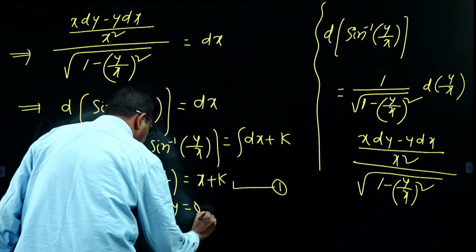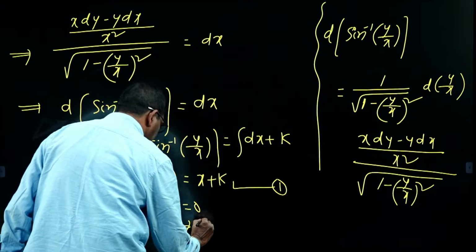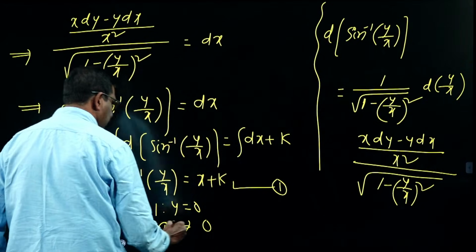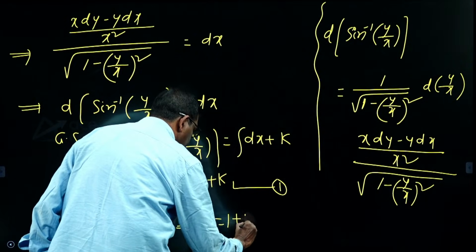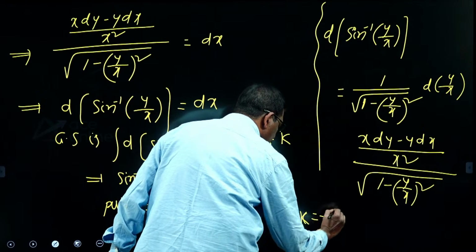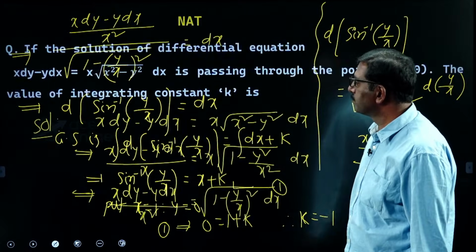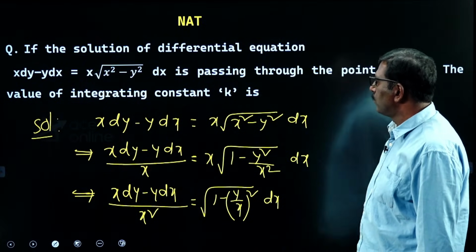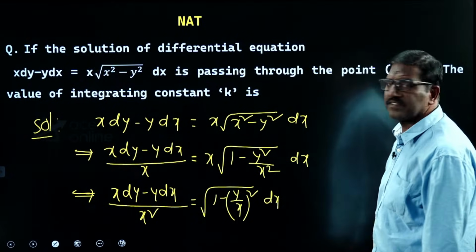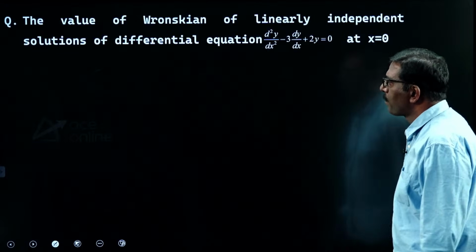So what is it? That implies 1 is equal to sin inverse of 0, which is 0, plus 1 plus k. Therefore, what is k? The k value is minus 1, or not? Okay, so like this we can solve. Now, coming to the next problem.